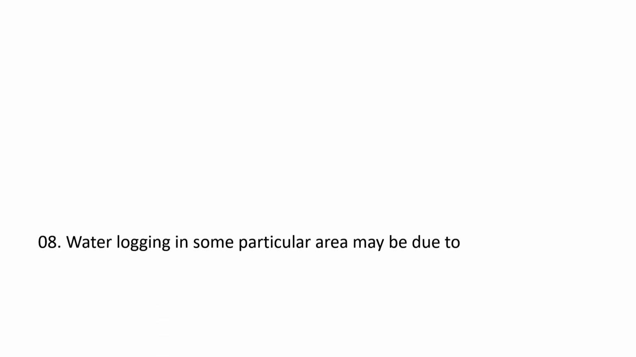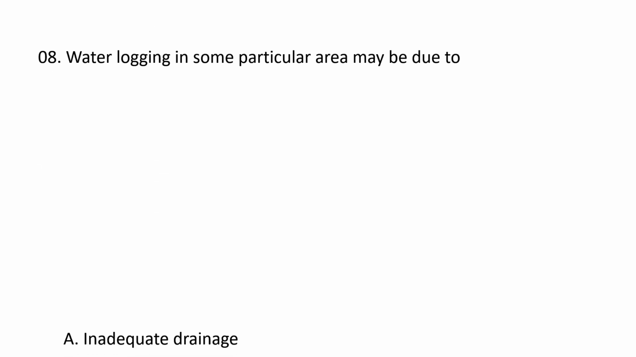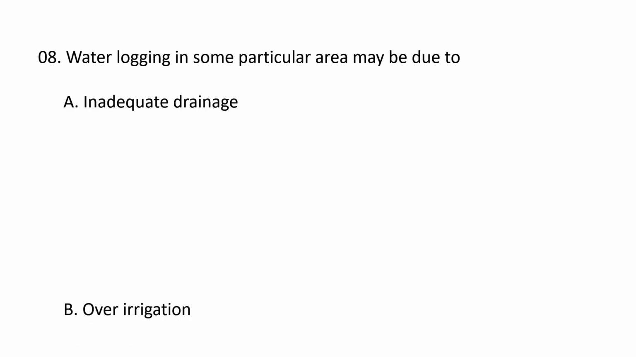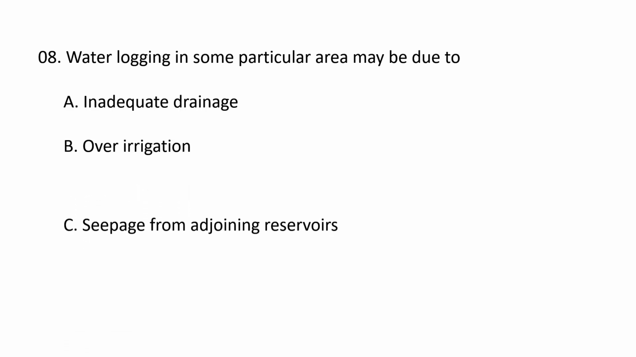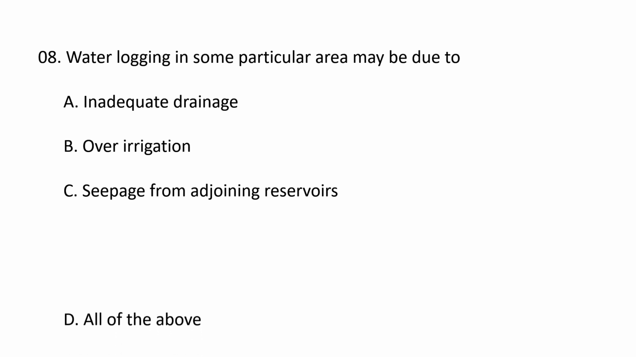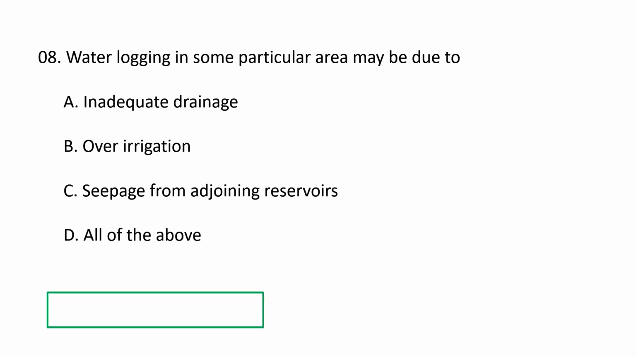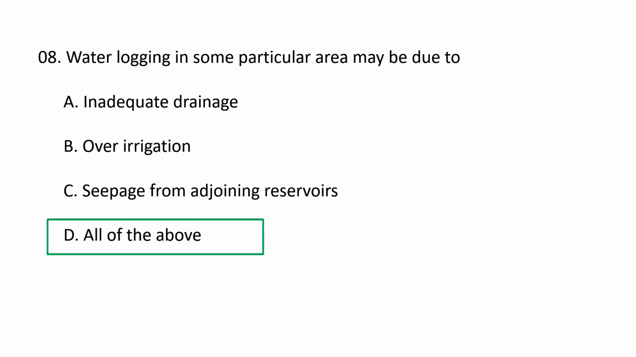Next question. Water logging in some particular area may be due to A. Inadequate drainage, B. Over irrigation, C. Seepage from adjoining reservoirs, D. All of the above. So water logging in some particular area may be due to all the above, like inadequate drainage, over irrigation, and seepage from adjoining reservoirs. D is the correct option.